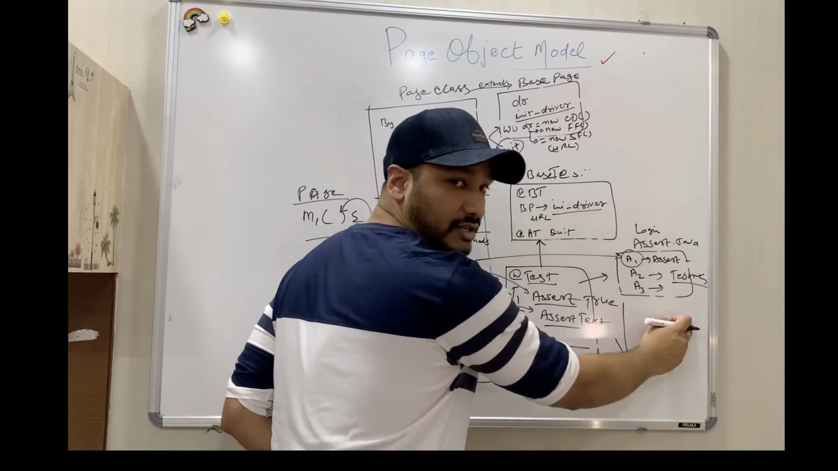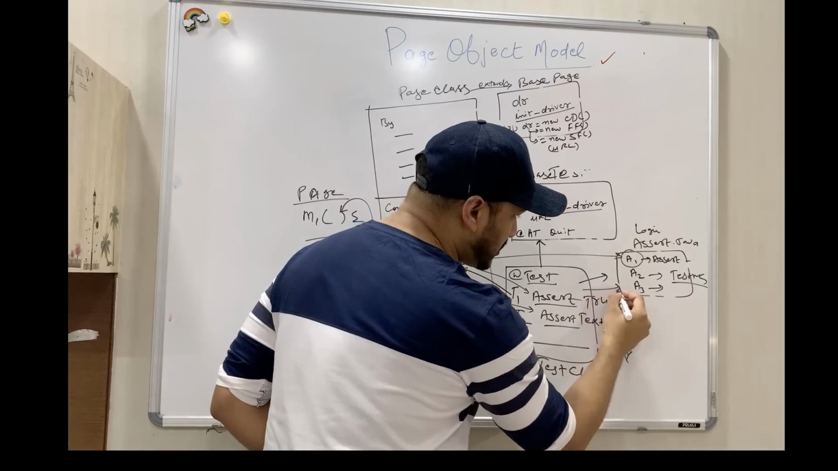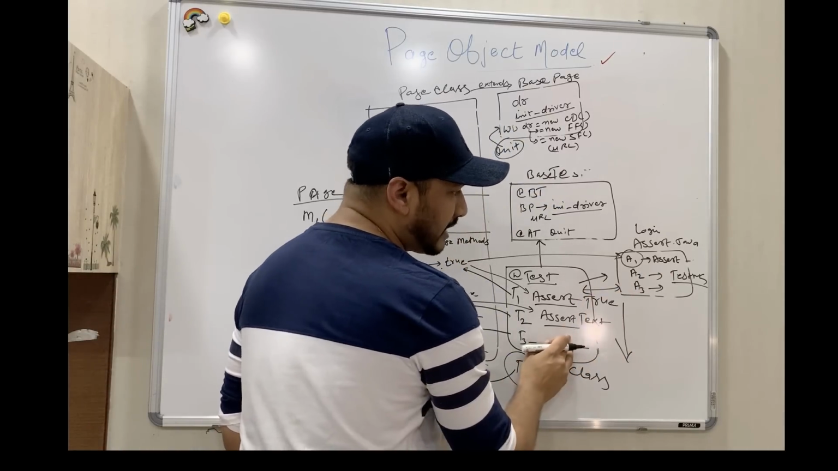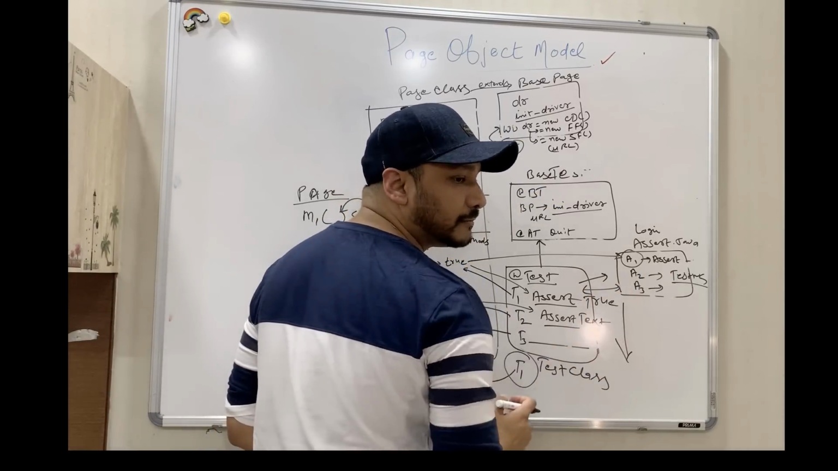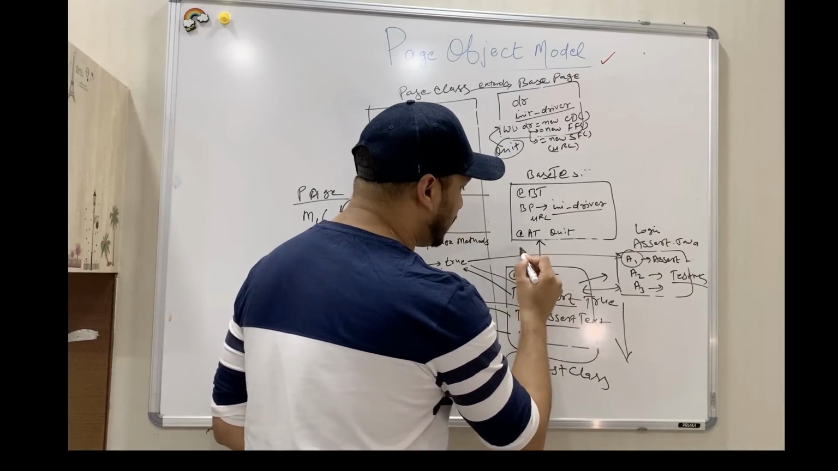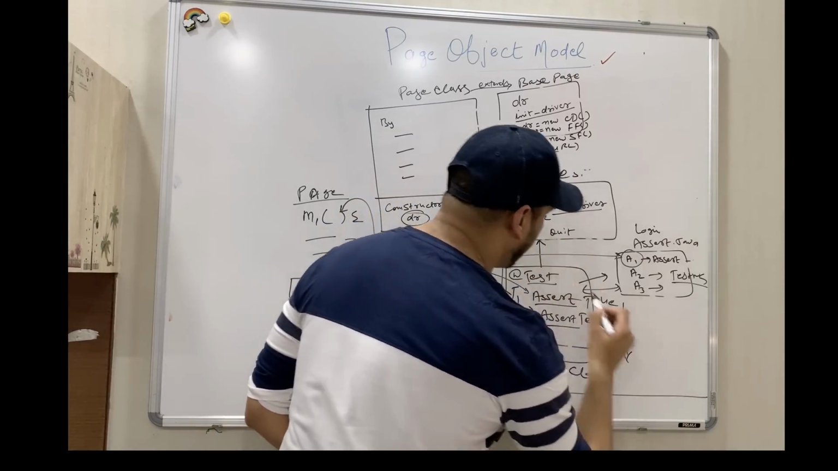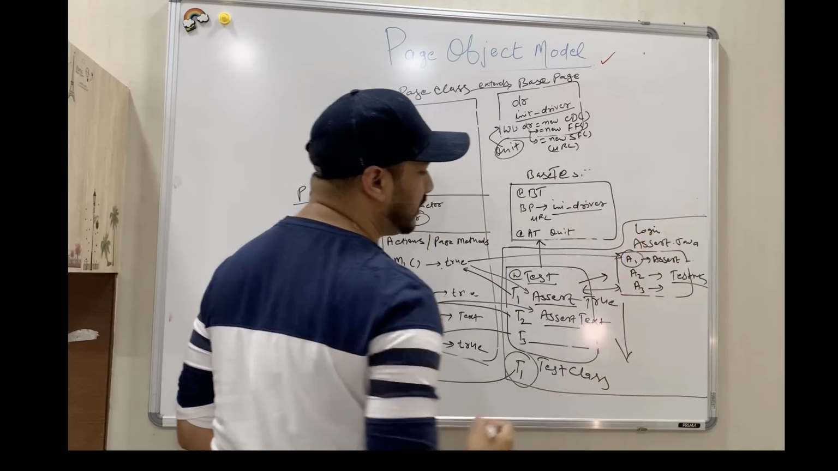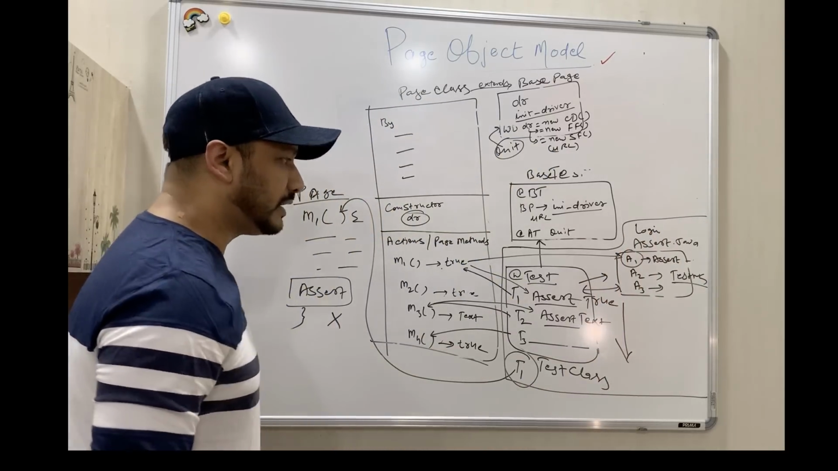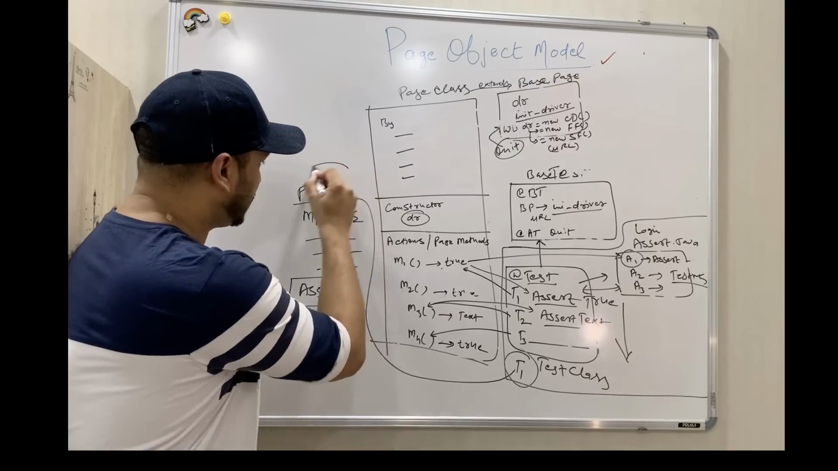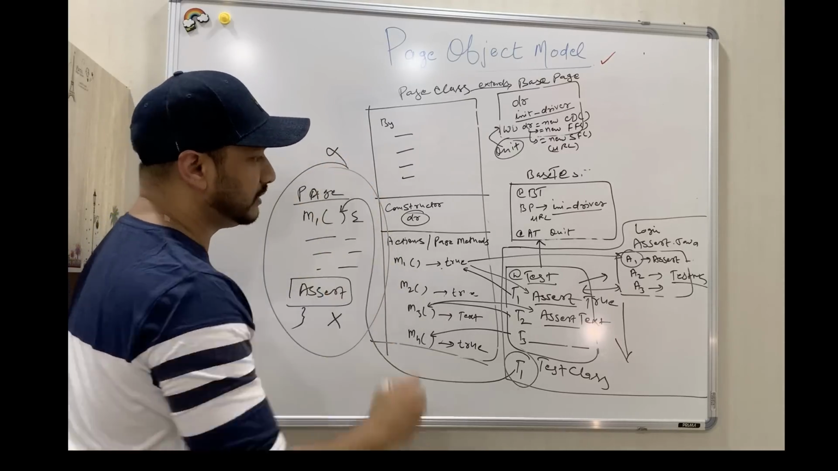This is not part of your page class. So they are talking to each other, this class and this class. Your test class and the assertion class are talking to each other. You can do that, which is absolutely fine. Now, what is the advantage of this approach? I'm not talking about this approach, this is the worst approach. You should never use this.